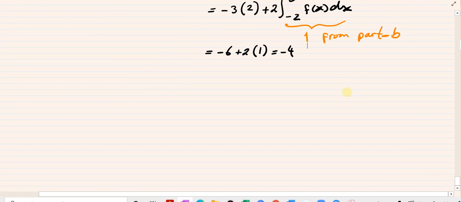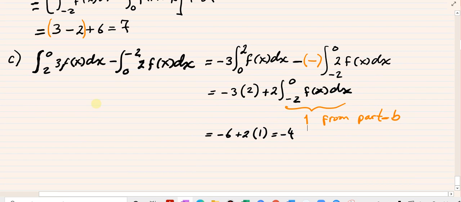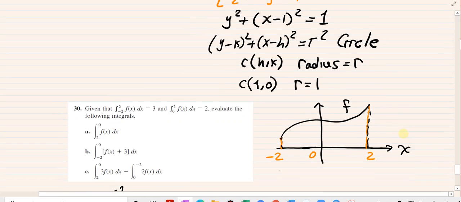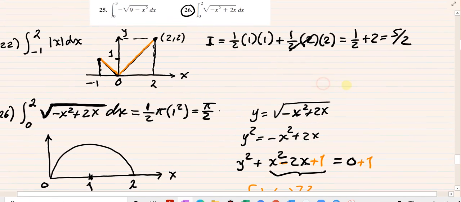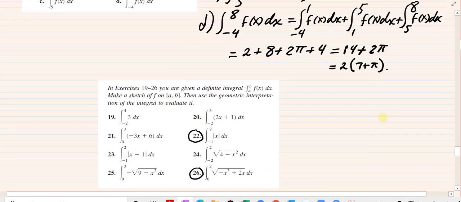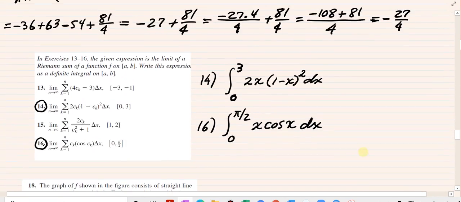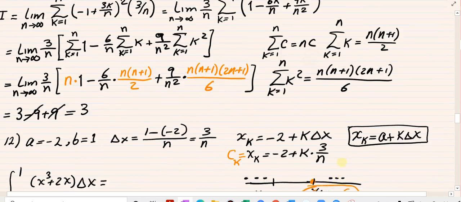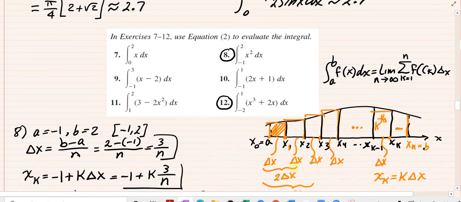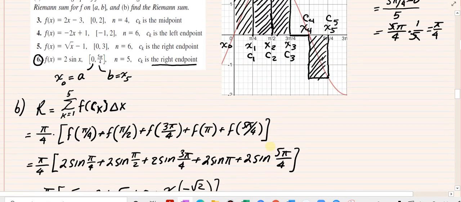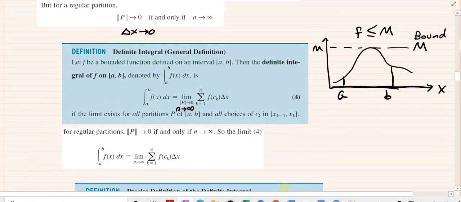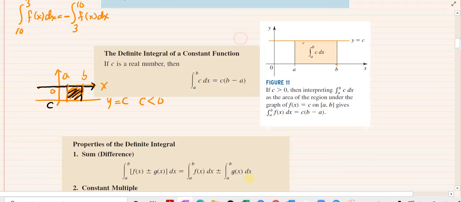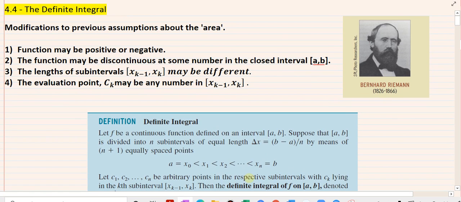I think this is probably good enough for what we wanted to do in this section. We have done enough exercises. So please take a look again at these exercises that we've done, maybe just at a slower pace, and then hopefully everything will work out well. So with that, we are done with section 4.4, the definite integrals.